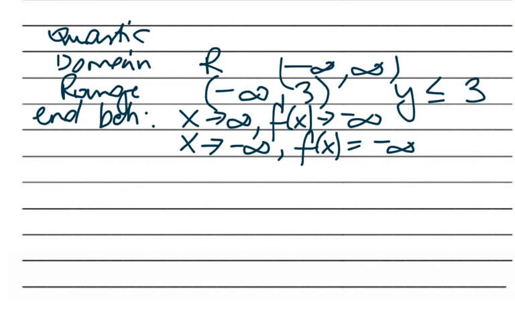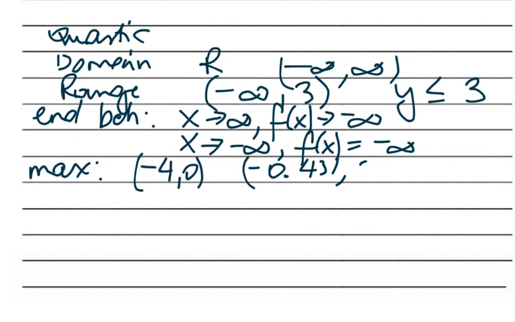Turning points are called min and max. We have two relative maximums. The first one is at -4, 0. It's my first bump from the left. And the second one is about, of course you can round it, 0.431 and 3.124.